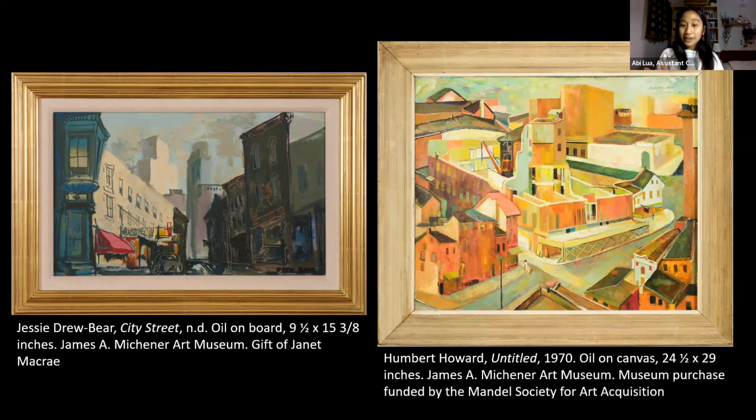And then on the right, we have a painting by Humbert Howard. Humbert Howard was a Black artist who is notably the former director of the Pyramid Club, which is a prominent African-American social and arts and culture club in Philadelphia that operated in the 20th century. And according to his daughter-in-law, this scene depicts a view of Philadelphia from his studio. And so you can tell, it feels like it's coming from a bird's eye view.